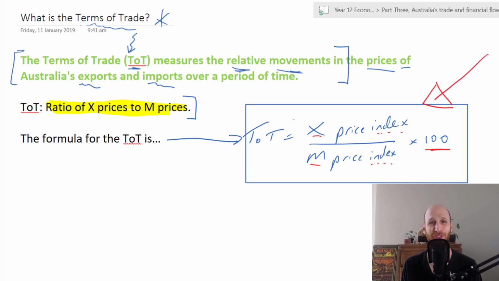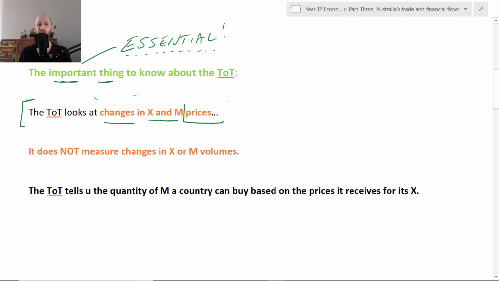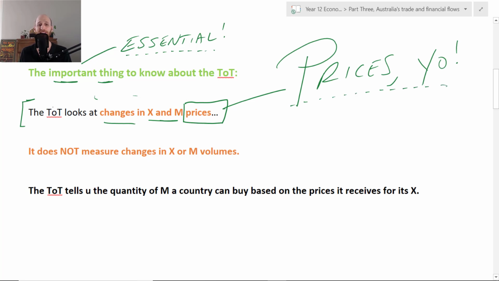So here we are at this next point, and when I say the important thing, that's an underestimation, this is essential. I've seen so many people make mistakes in this area over time, and I want you to avoid it, please. I'd like you to try and avoid it. So the key thing here is that the terms of trade looks at changes in export and import prices. And make this even bigger. It does not measure changes in export or import volumes.